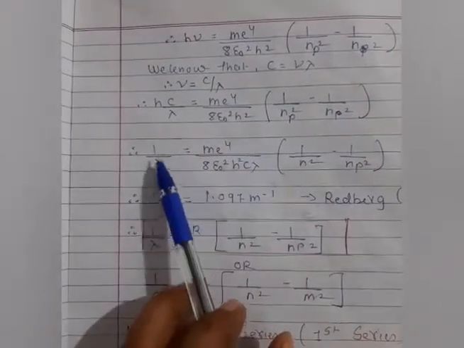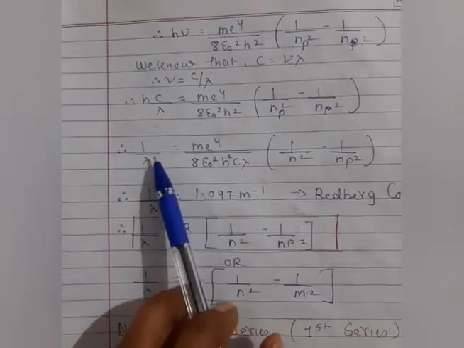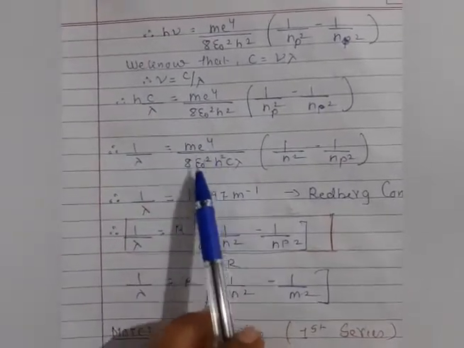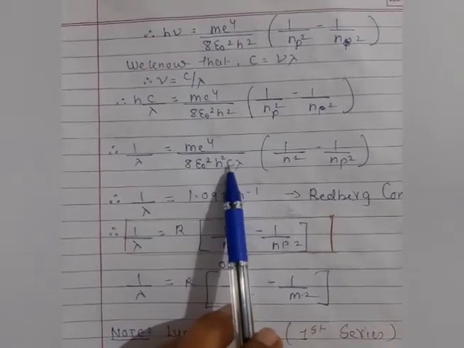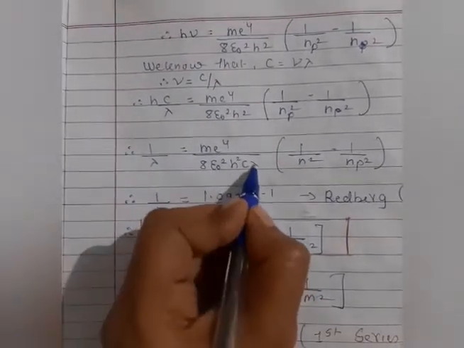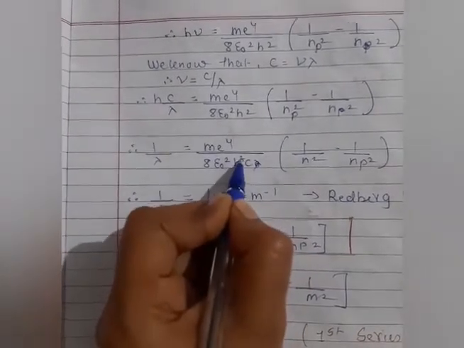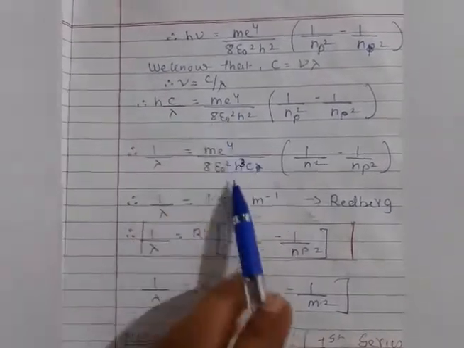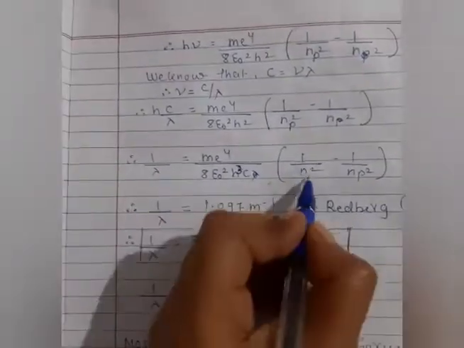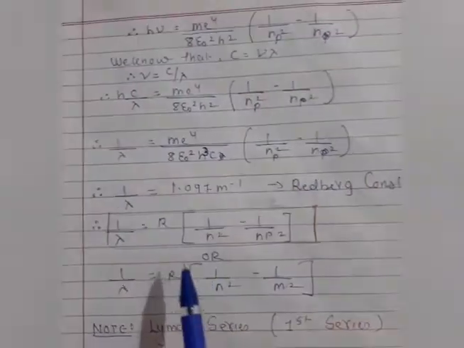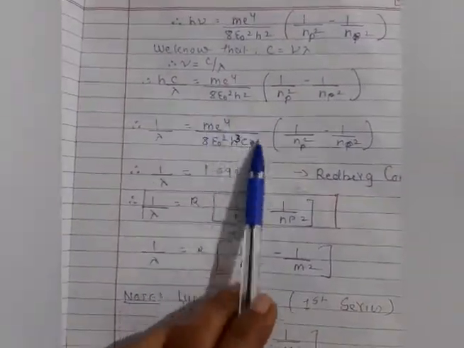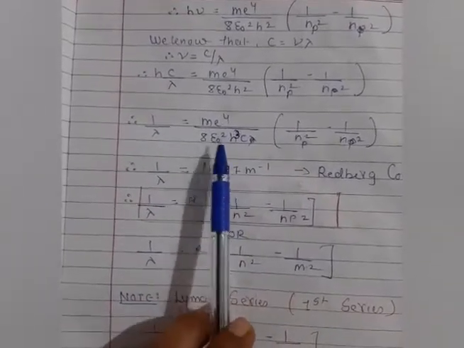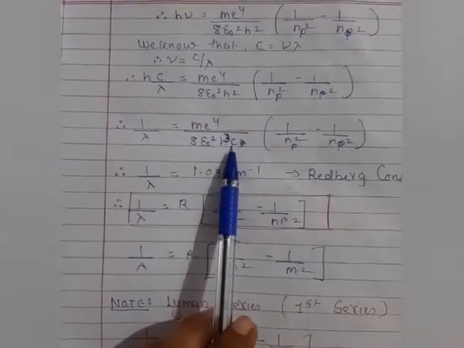Then, because we have to find the wavelength of the different series, 1 by lambda as it is, and hc is shifted down. So in this condition, h becomes h cube, because 1 h is as it is and 1 h is shifted here, and the condition will be the same. Clear? Then we go for the calculation of this constant term, because mass, electron charge, epsilon naught, Planck constant and speed of light are all constant.